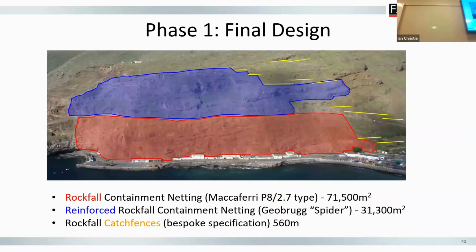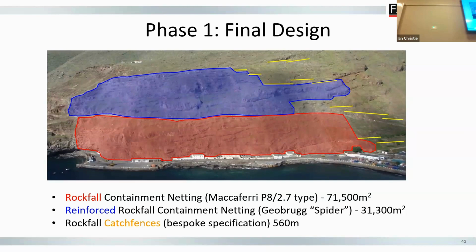So what did the works entail in the end? Two types of netting, as I said. The bottom is your normal or standard passive hexagonal plastic coated netting that you tend to see. That's our Maccaferri product. Other ones are available. We're not sponsored by Maccaferri.